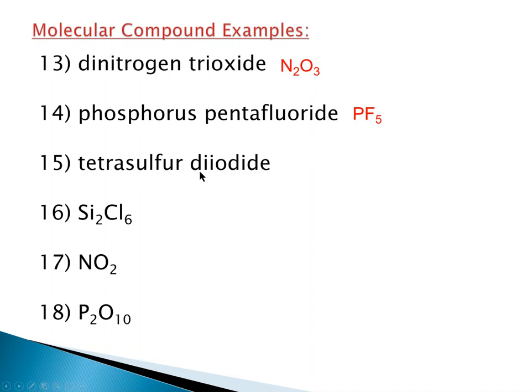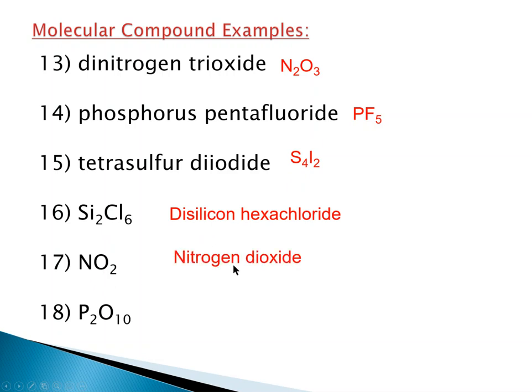Tetrasulfur means 4 sulfur. Diiodide means 2 iodines, so S4I2. Now, we got to know those prefixes when we're naming them. 2 silicon, 6 chlorines is disilicon hexachloride. NO2 is nitrogen dioxide. Again, 1 nitrogen. We don't write mononitrogen, we just write nitrogen. And down here, P2O10 would be diphosphorus decoxide.